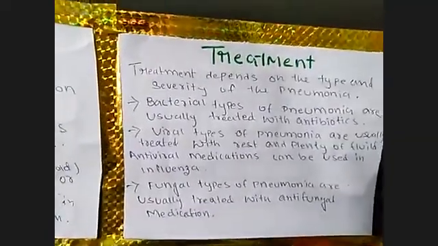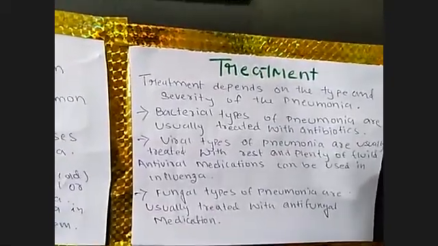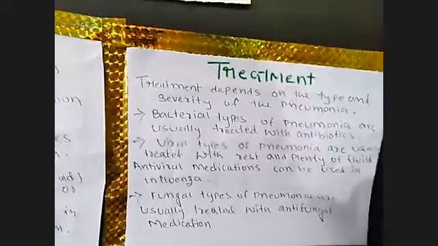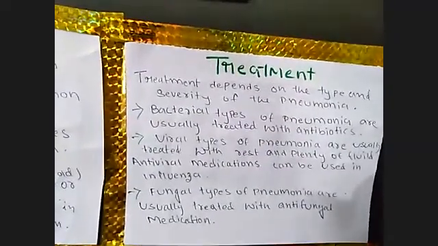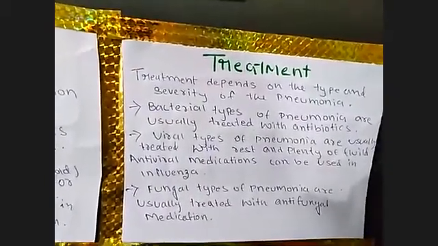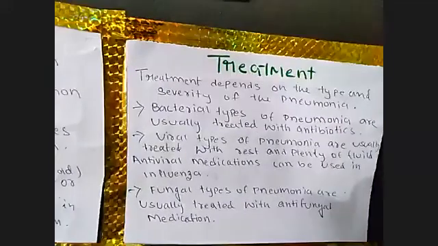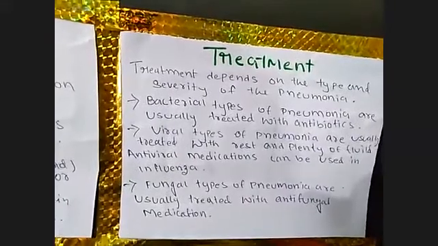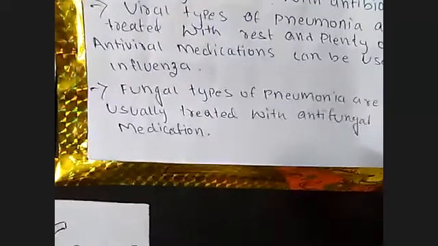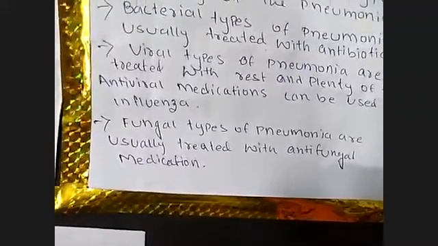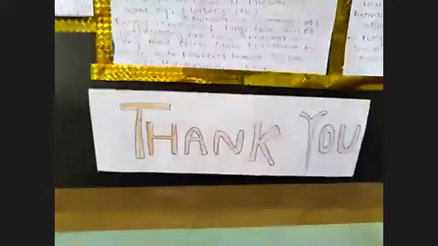The treatment depends on the type and severity of the pneumonia. Bacterial types of pneumonia are usually treated with antibiotics. Viral types of pneumonia are usually treated with rest and plenty of fluids. Antiviral medication can be used in influenza. And fungal types of pneumonia are usually treated with antifungal medication.